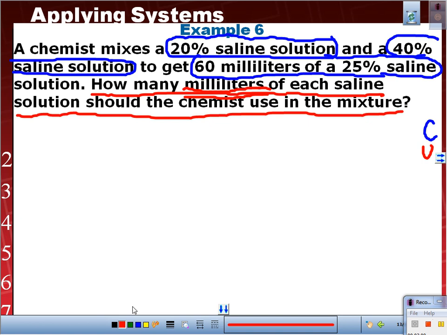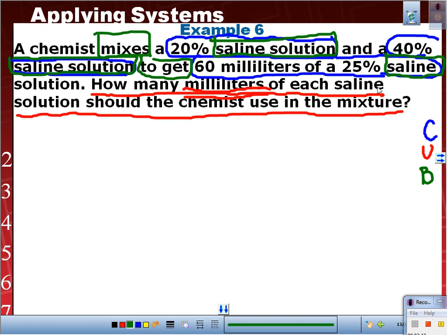All right, from there, let's box key terms. A chemist does what? Mixes. Okay, so we're looking at a mixture problem. What do they mix? They mix saline solution. That's important. Box that. And a 40% also of saline solution. That's important. To get, what do they get? 60 milliliters of what? Saline solution.